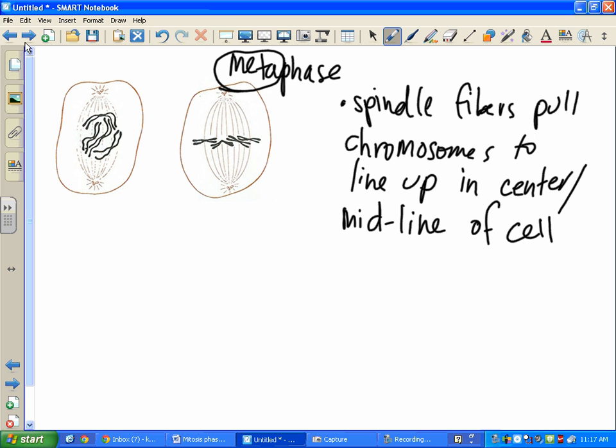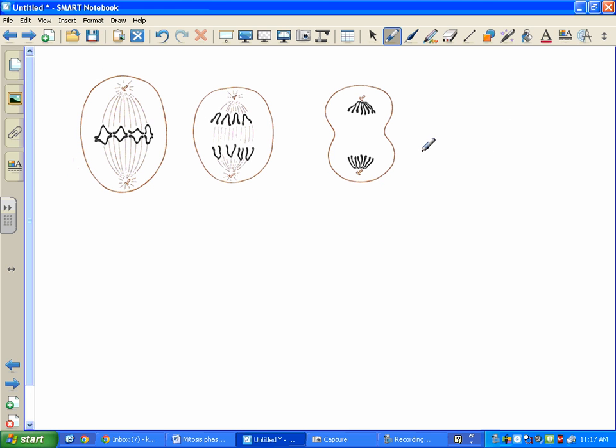Okay. The next one is anaphase, and what's going to happen here is the chromosomes break in half and the spindle fibers shorten like someone reeling in a fishing line, and it splits the chromosomes and they start moving away like this. Okay, so this is anaphase. And you can remember the A in anaphase as away, they're moving away. So what's happening in anaphase is sister chromatids are split.